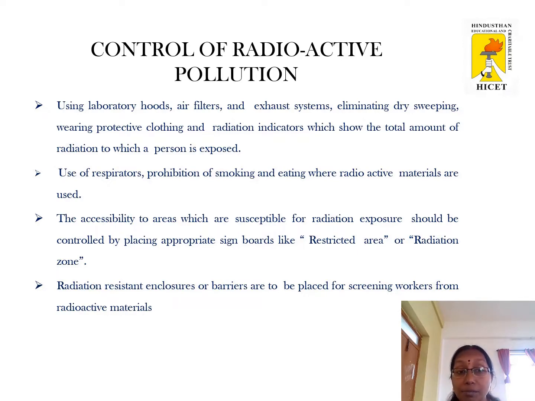Accessibility to areas which are susceptible to radiation exposure should be controlled. If any radioactive exposure area is there, it must be given appropriate signboards like restricted area or radiation zone, and we have to reduce the accessibility to those areas. Radiation resistant enclosures and barriers are to be placed for screening workers from the radioactive materials.